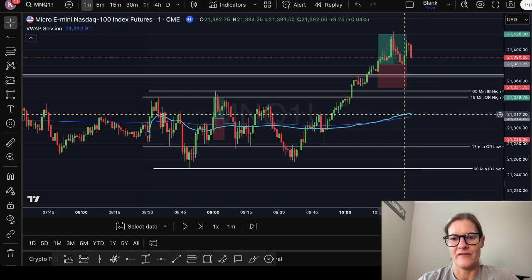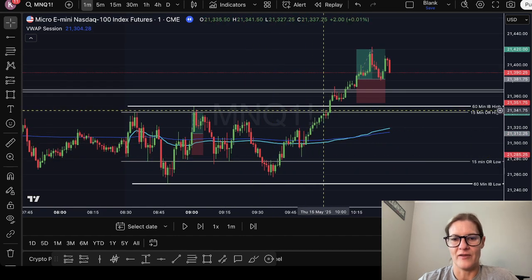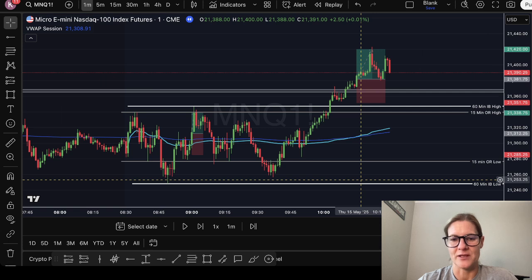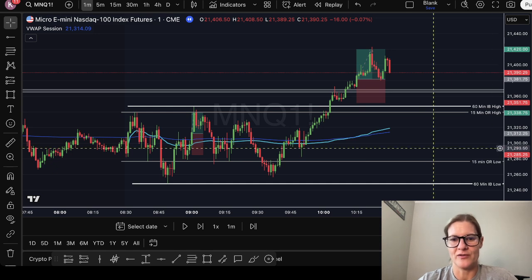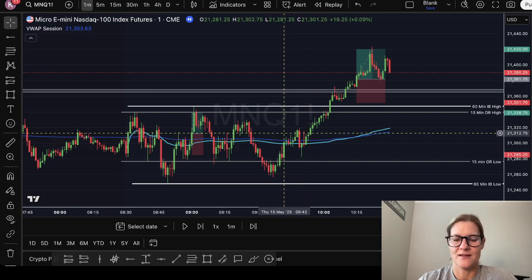The anchored VWAP is what helps me decide if I'm taking longs or shorts. So if it's above the anchored VWAP, I'm typically looking for longs. If it's below, I'm typically looking for shorts. But it's always important to wait for confirmation, because if it's just chopping around at this range, you don't want to get stuck taking longs and shorts, because then you can just get chopped out.